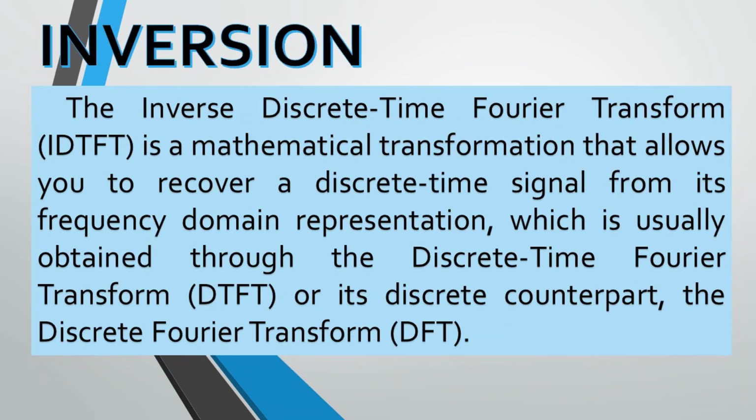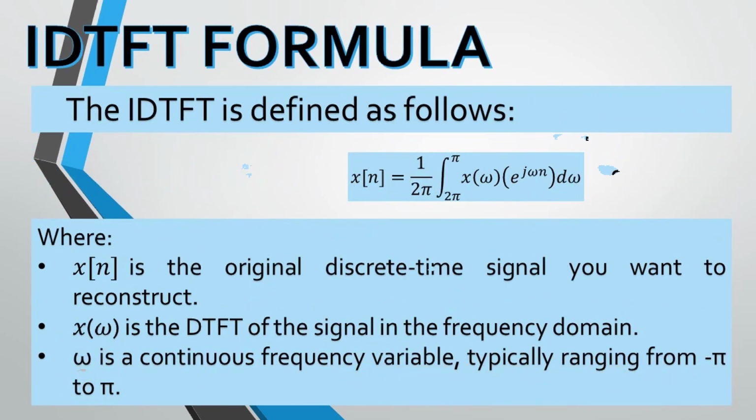If we want to transform a function from the frequency domain back to time domain, the IDTFT is used. So what is IDTFT? The inverse discrete time Fourier transform, or abbreviated as IDTFT, is a mathematical transformation that allows you to recover a discrete time signal from its frequency domain representation, which is usually obtained through the discrete time Fourier transform DTFT, or its discrete counterpart, the discrete Fourier transform DFT.